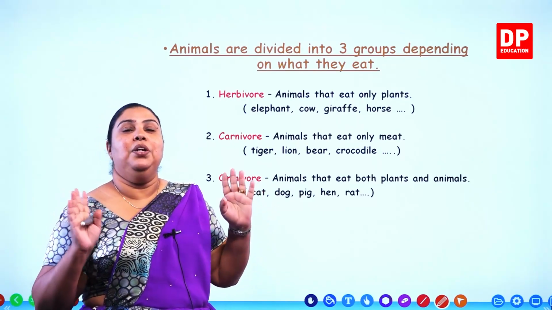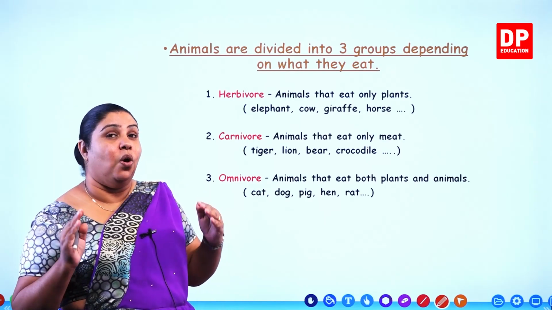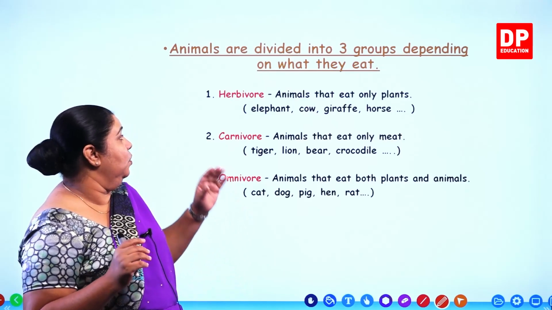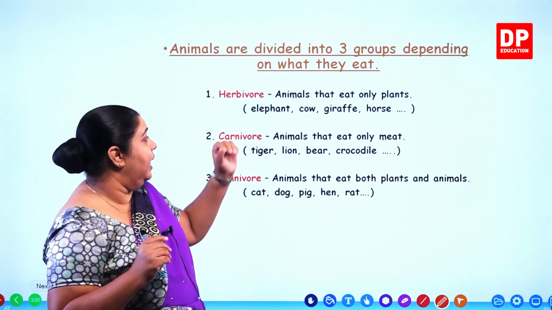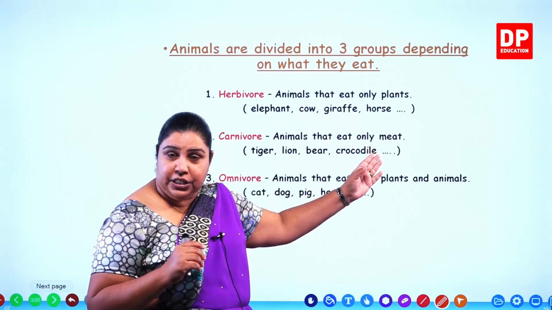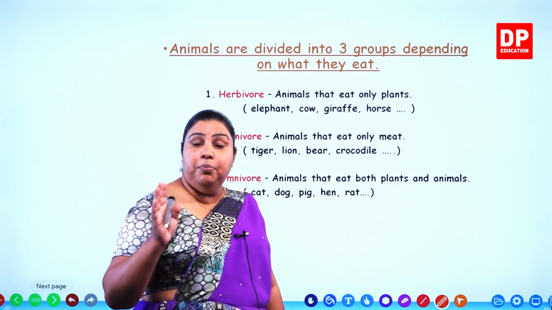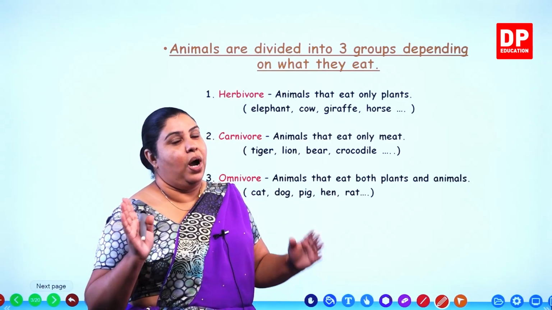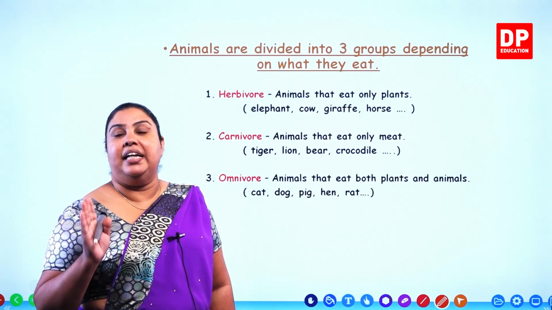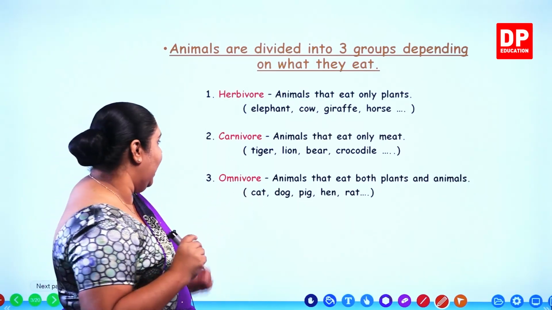So now we know the 3 categories that the different types of animals belong to depending on the food that they eat. So herbivorous are the animals who eat only plants. Carnivorous are the animals who eat only meat. Then omnivorous are the animals that eat both plants and animals. So I hope you learned something new today. So depending on the food that the animals eat, we can divide them into 3 categories like this.